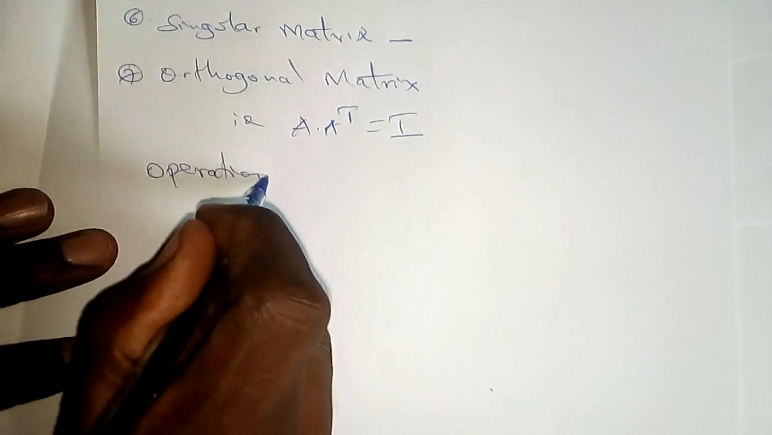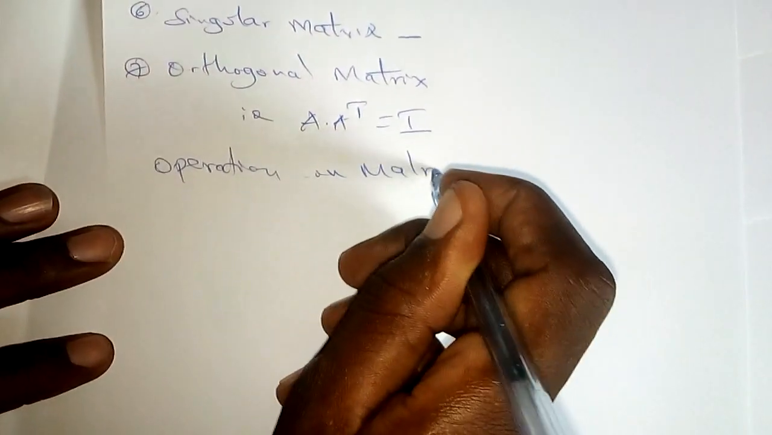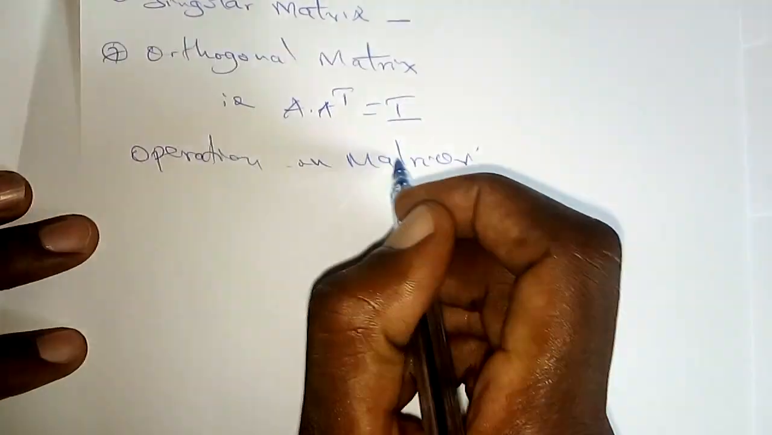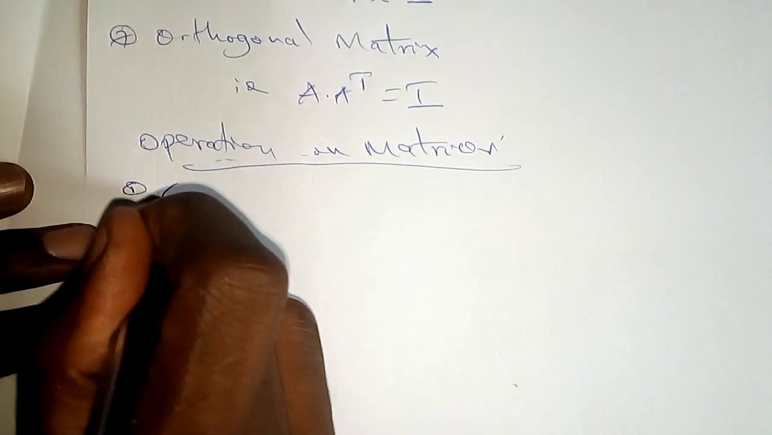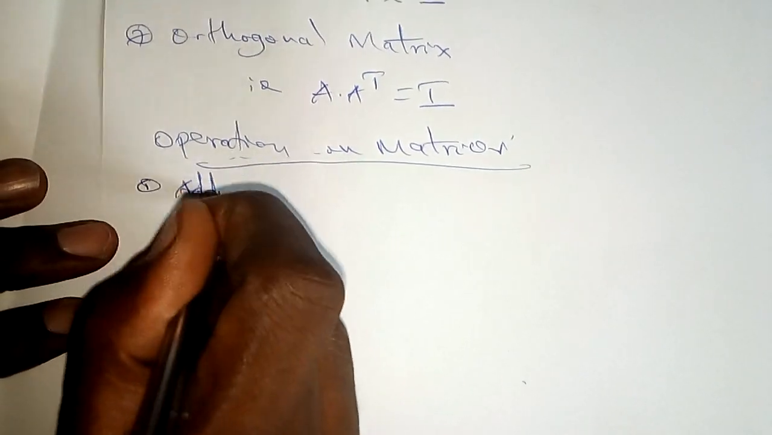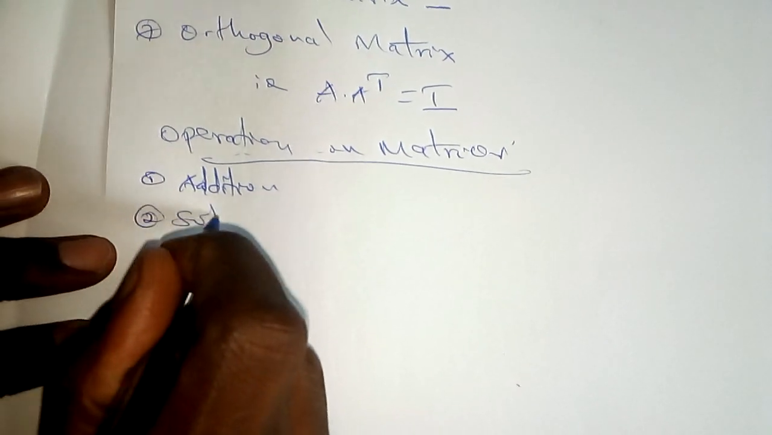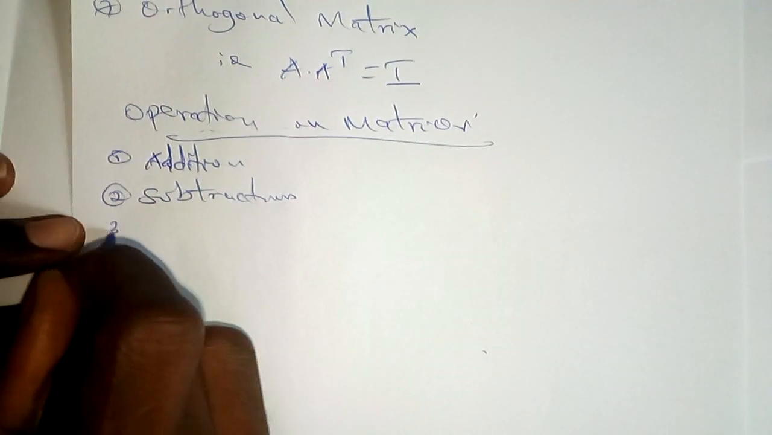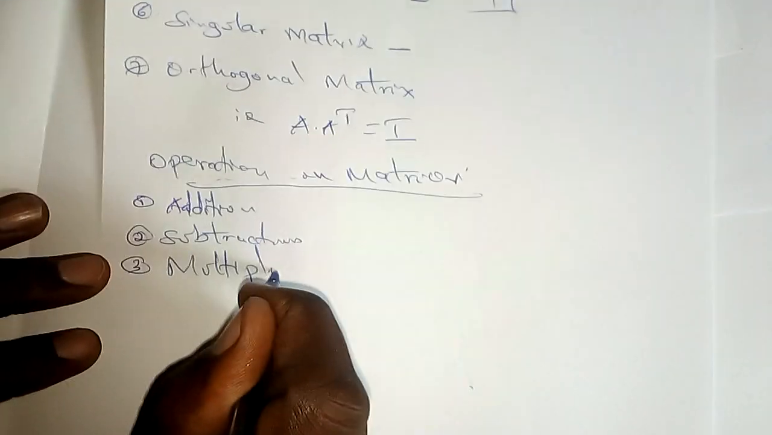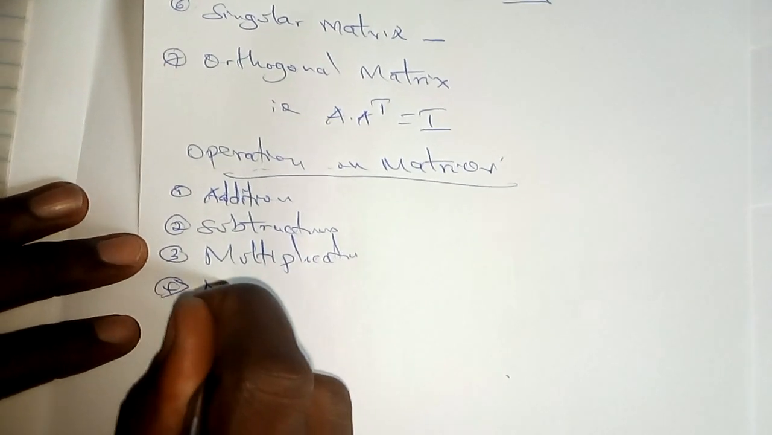Under operation, now let us look at operation on matrices. Now we have 1 addition, 2 subtraction, 3 multiplication, 4 division.